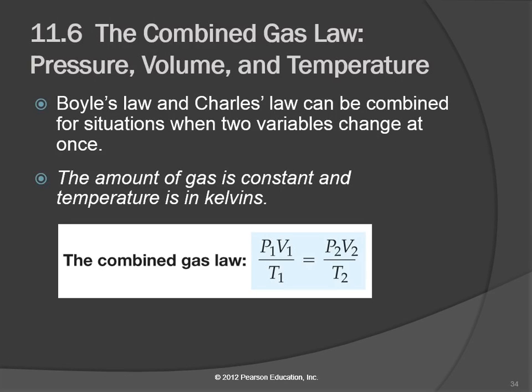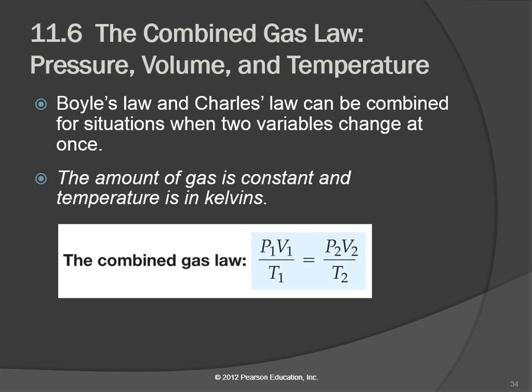We can combine Boyle's law and Charles' law into one law, which is originally named the combined gas law. I'm not going to go through how you combine those, but if you're interested, I'd be happy to show you. But the combined gas law is this right here: P1V1 over T1 equals P2V2 over T2. You can see that both of those laws are in there.